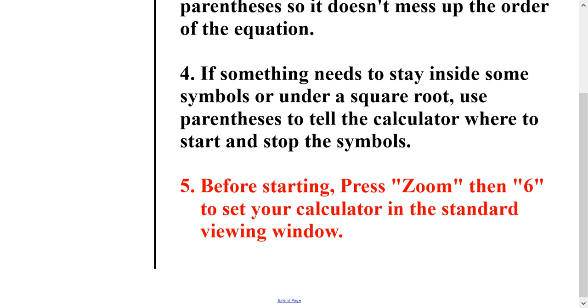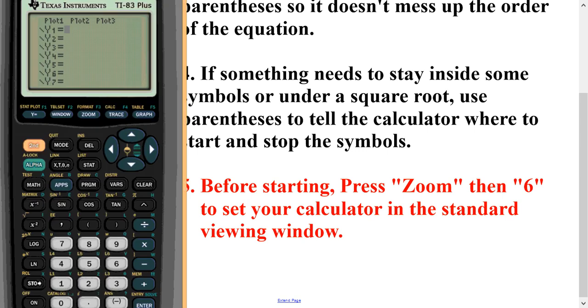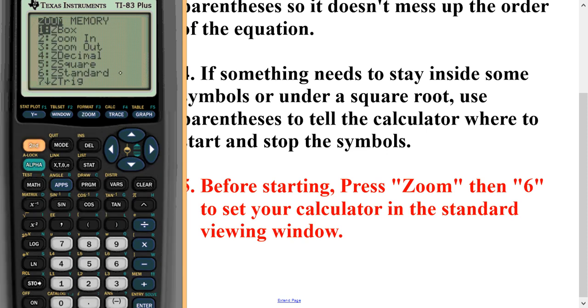Before you're starting, this is very important, you need to press zoom, then 6, so that your calculator is in the standard viewing window. So we're going to go to zoom, which is right here at the top, and then 6, see how it says Z standard, 6, and this makes your graph go to the standard viewing window, which is from -10 to +10 on the x and the y axis. So that's what that means.